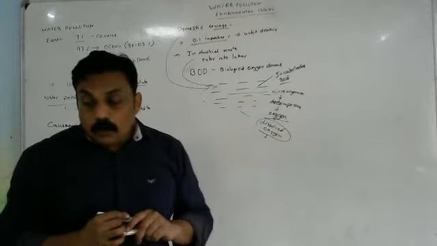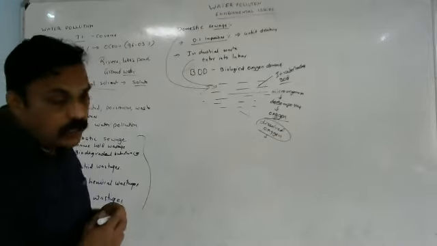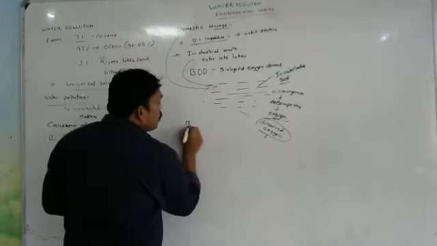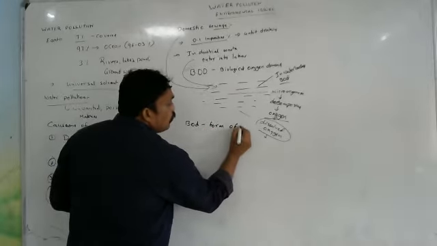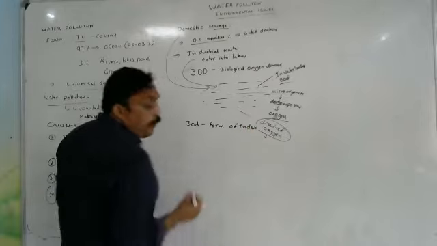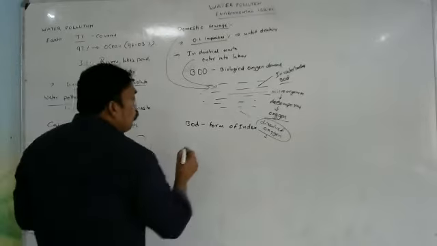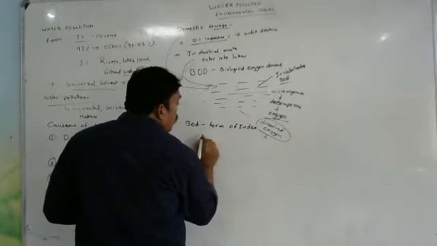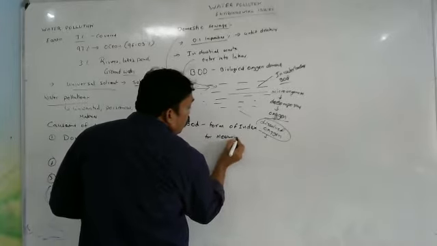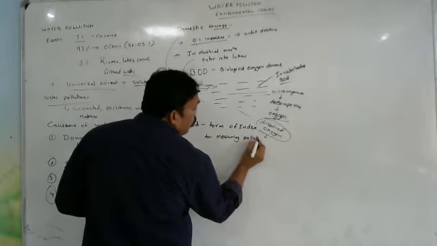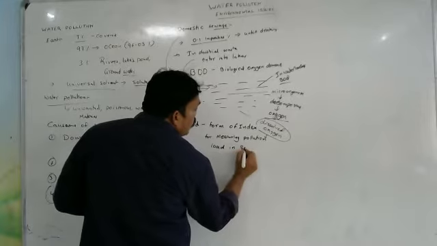What is the use of BOD? BOD is a form of index for measuring the pollution load in sewage. It is useful as a form of index for measuring pollution load in sewage.